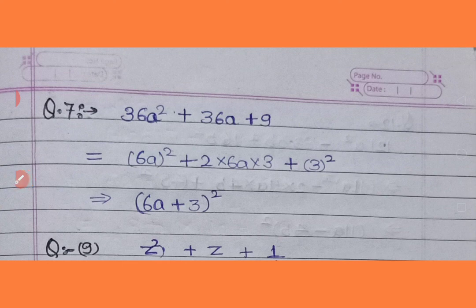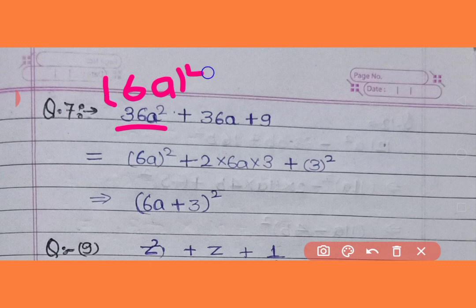Next question, it has given 36a square plus 36a plus 9. As I have told you, there should be minimum 2 terms that are a perfect square, but here all 3 terms are a perfect square. 36a square is a square of 6a, and 9 is a square of 3.